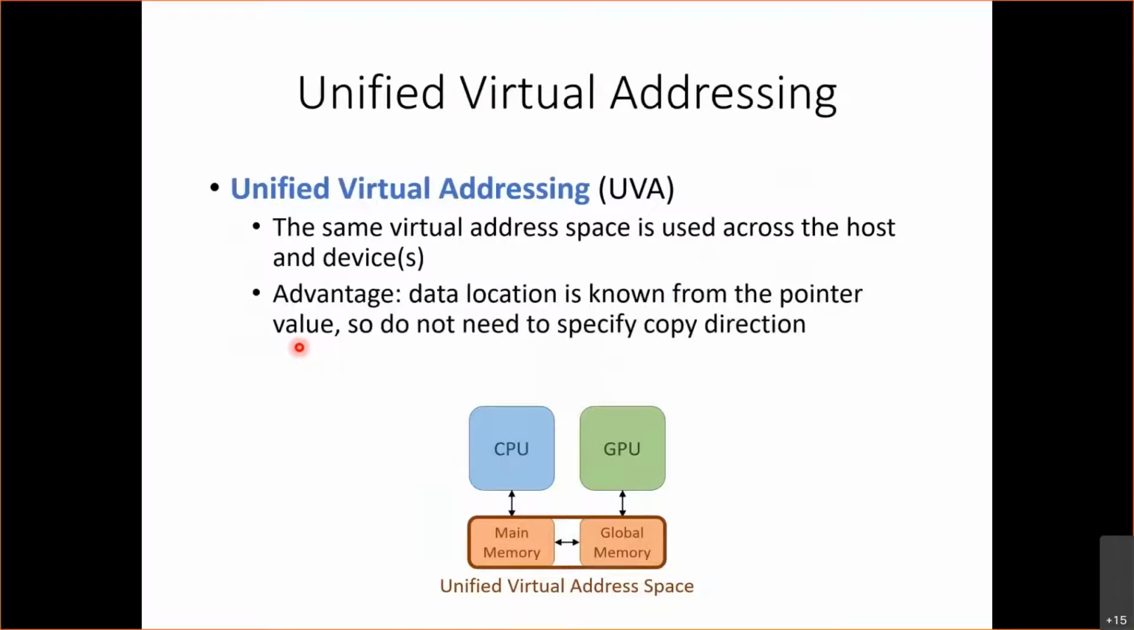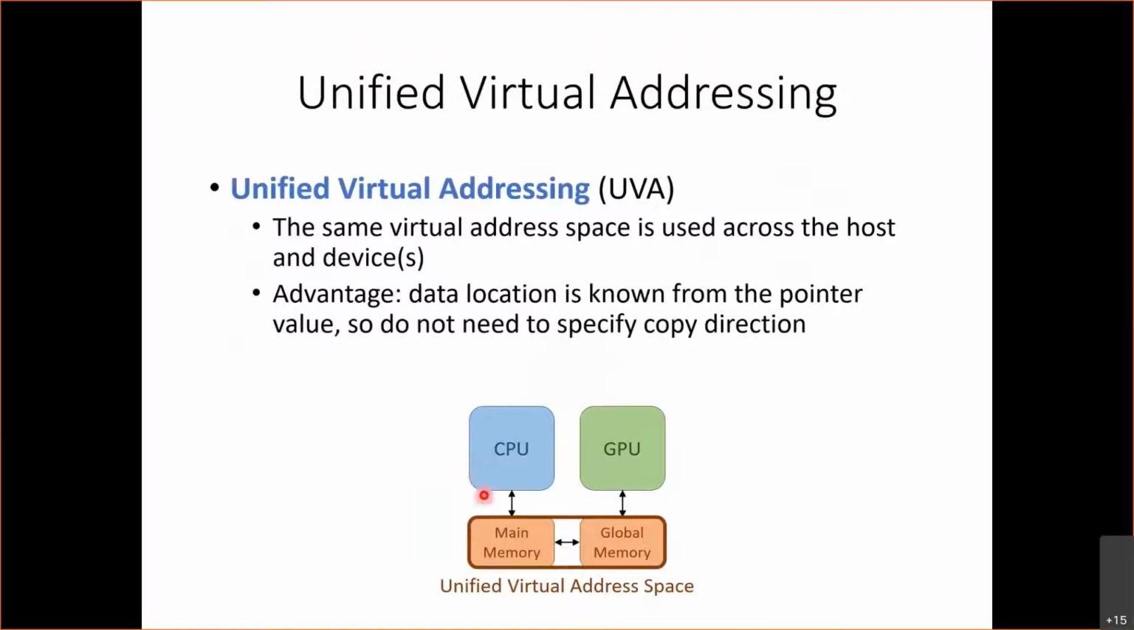So if I have a pointer, I can look at the value of this pointer and I can say, oh, this range of addresses is the CPU memory, this range of addresses is the GPU memory. So by simply looking at the value of the pointer, I can tell if this pointer points to the CPU or the GPU. And the advantage of that is that when I do CUDA copy, remember when we did CUDA copy, we had to specify whether we want to copy from host to device, or we were copying from device to host, or maybe there was device to device or host to host.